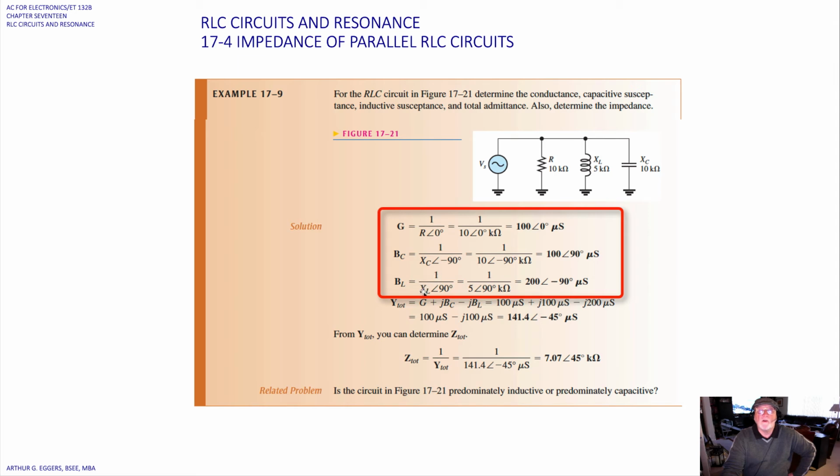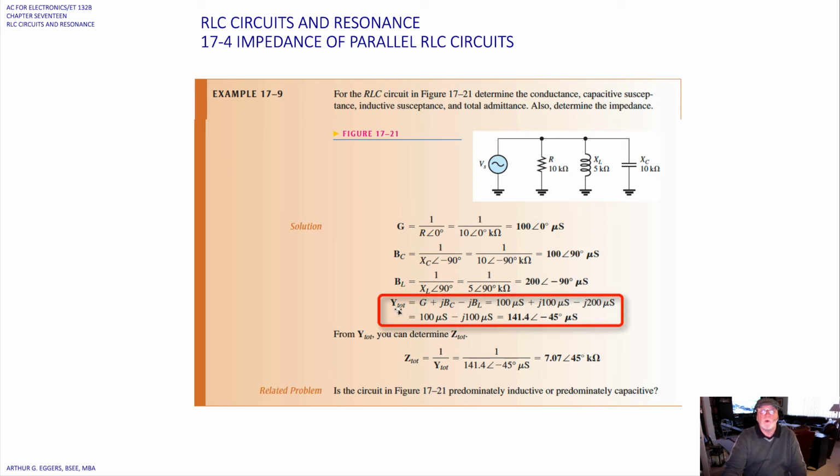For the inductor, 1 over X sub L, then at an angle of positive 90 degrees. So insert our values, 5 kilohms at 90 degrees, and we end up with 200 at an angle of minus 90 degrees in microsiemens. Now that we have these three values calculated, we can put them into the vector relationship for Y total. The admittance is G plus j B sub C minus j B sub L, which gives us 100 microsiemens, and the other two terms are the imaginary terms, j 100 microsiemens and minus j 200 microsiemens.